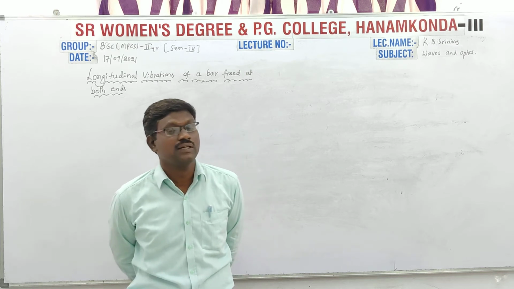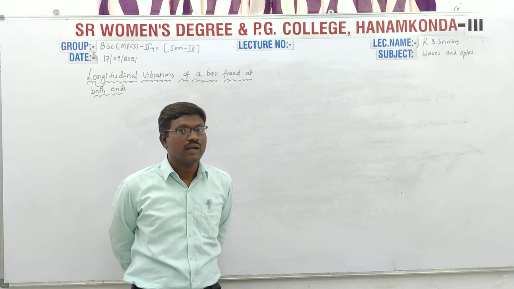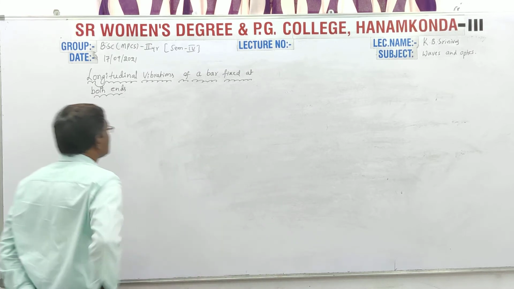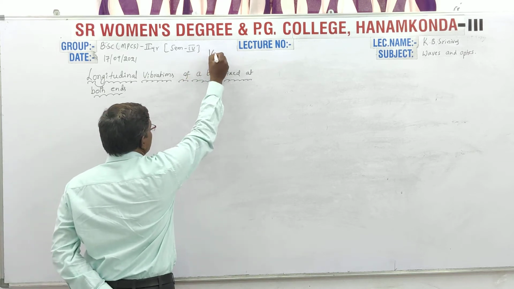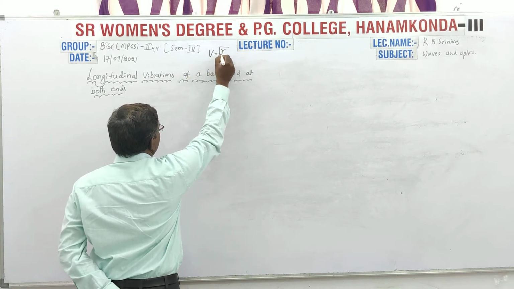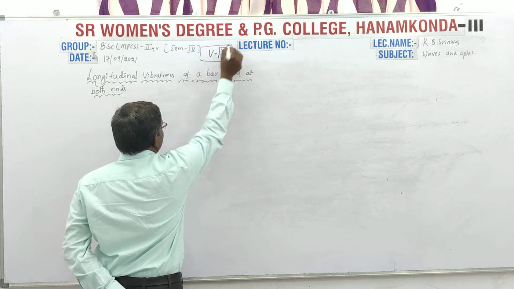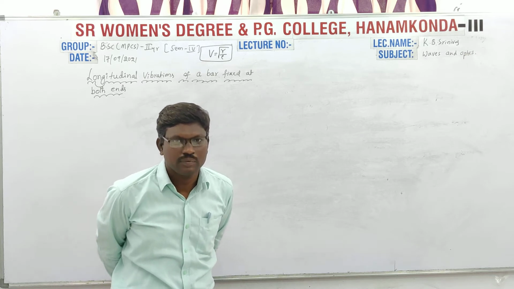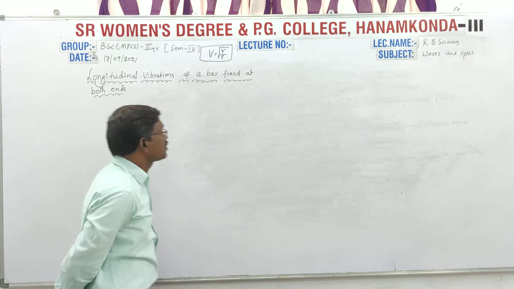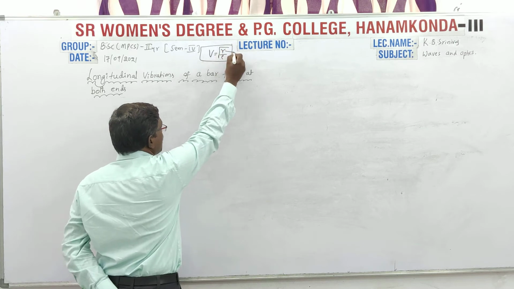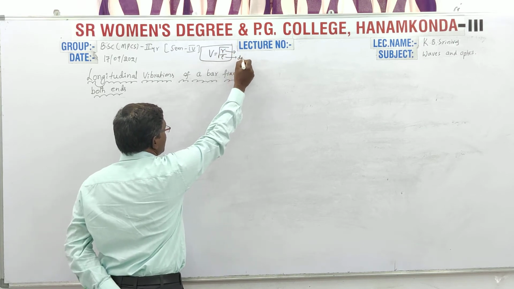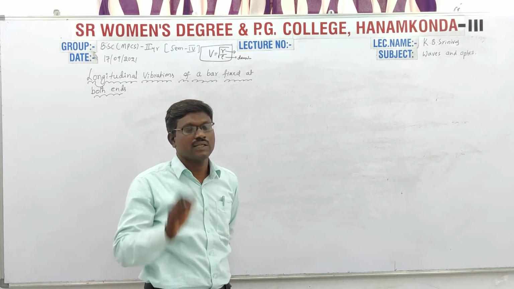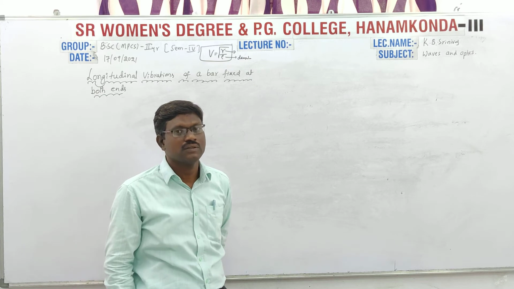In the previous lecture, I derived the velocity of longitudinal vibrations in a bar. V is equal to under root of Y by rho. This is the expression for velocity of longitudinal vibrations in a bar. What is Y? That is Young's modulus of the bar. Rho is the density. So that is a very important derivation for the examination. You have to practice that question.